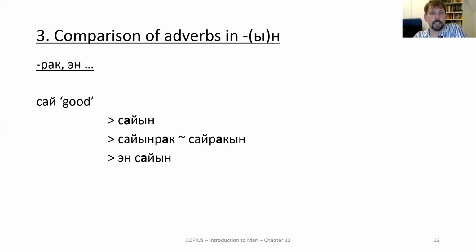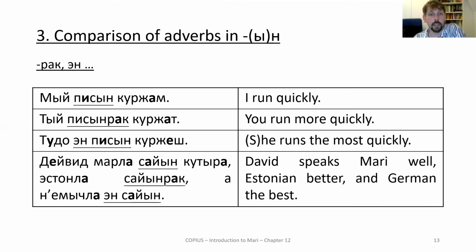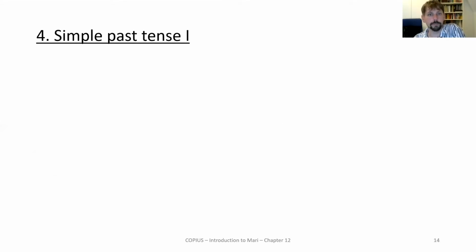And the superlative is easy again because it precedes the whole thing, so en seien is the best as an adverb. Here you see some usage examples.